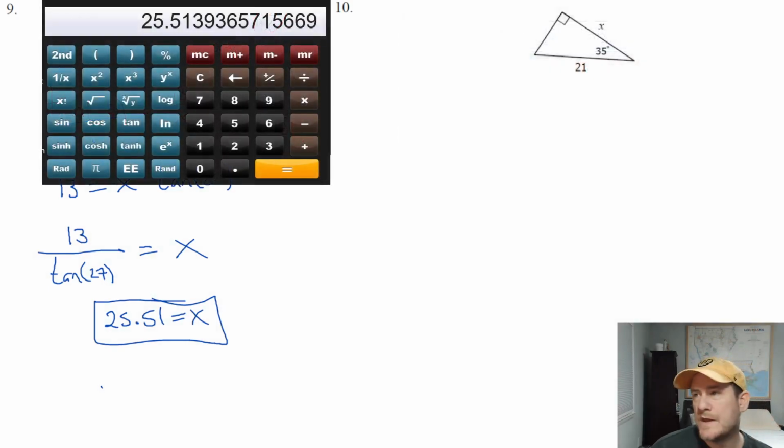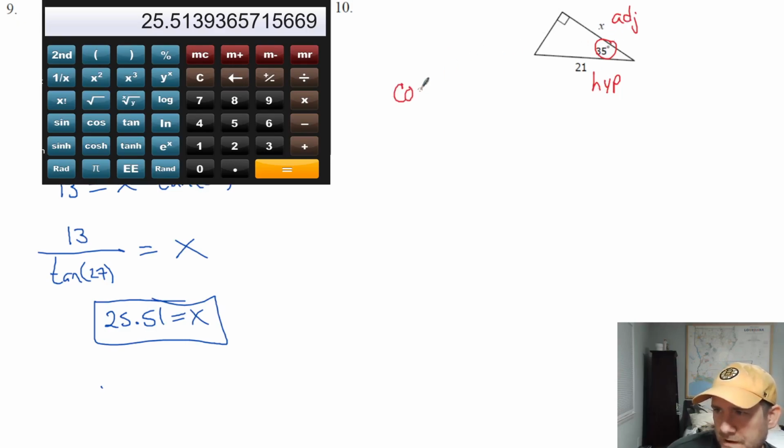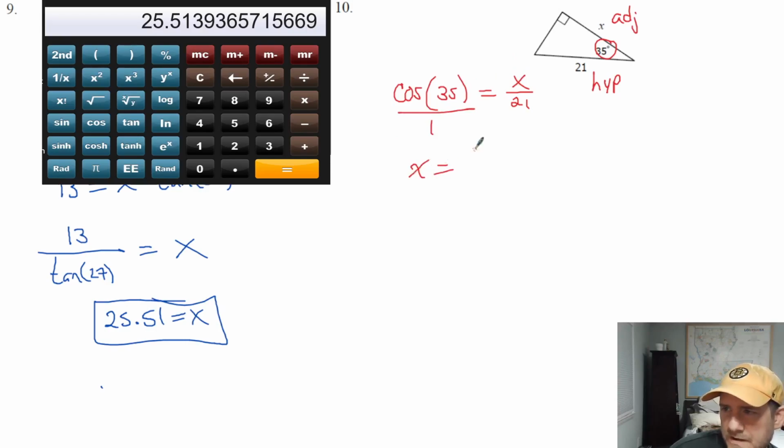Move my calculator. So for number 10, I'm working with this guy. There is no opposite this time, but there is an adjacent, and there is a hypotenuse. So that sounds like CA, so SOHCAHTOA. This is a cosine problem. And we're going to do the cosine of 35. Set it equal to adjacent over hypotenuse, so x over 21. So we see that for this one, x times 1 is x. And we do just kind of quickly get an answer of 21 times cosine 35.